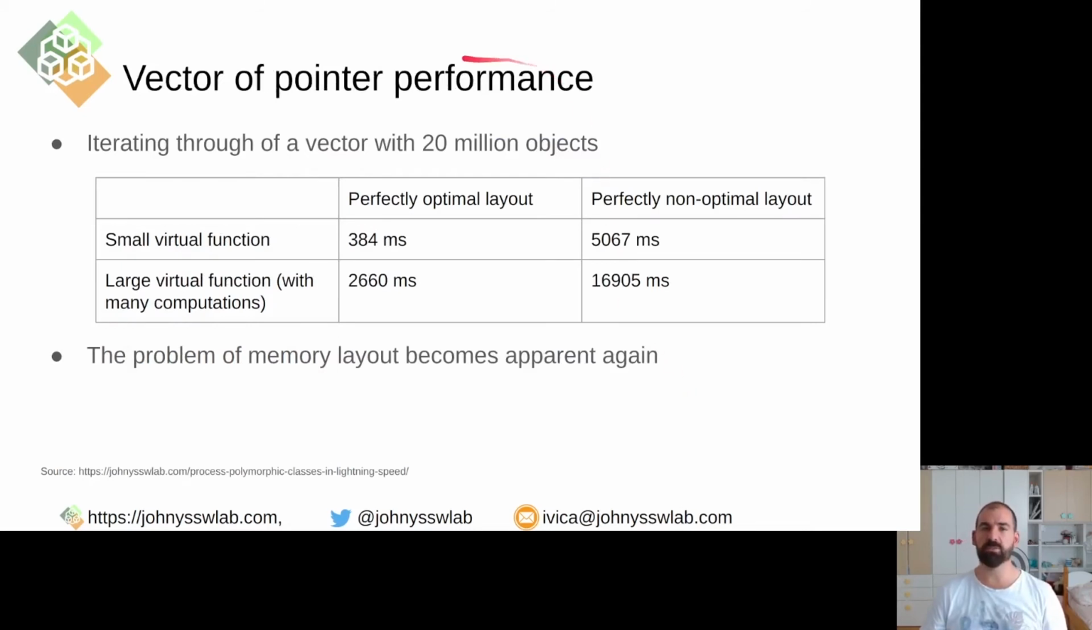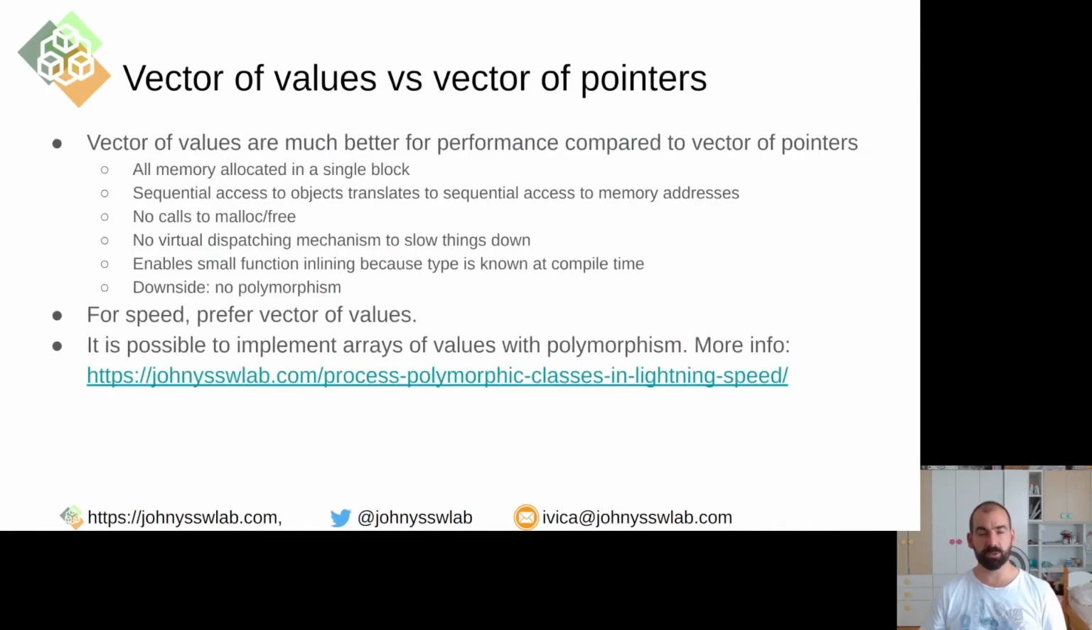So what is the performance of vector of pointers? If we are iterating through a vector of 20 million objects, if the layout is perfectly optimal, it takes 384 milliseconds for a small virtual function. For non-optimal layout, it takes 5 seconds. If the virtual function is large, it does many computations, it's slightly better. It takes 2.6 seconds for the perfectly optimal and 16 seconds for the perfectly non-optimal layout. So here we have a speed difference of about 30 times, and here we have a speed difference of about 5 times. So the problem of memory layout becomes apparent again. You should strive to avoid vector of pointers whenever possible.